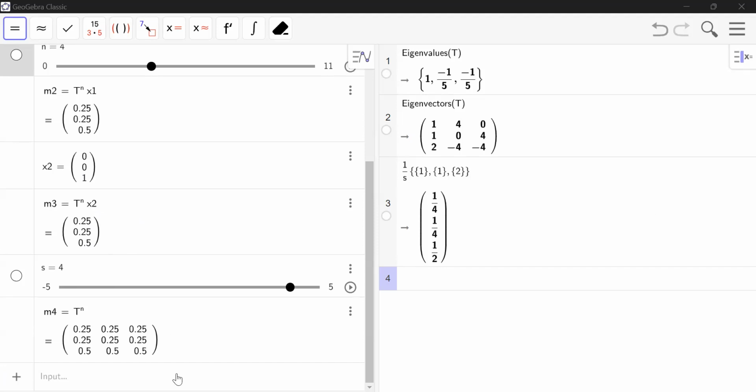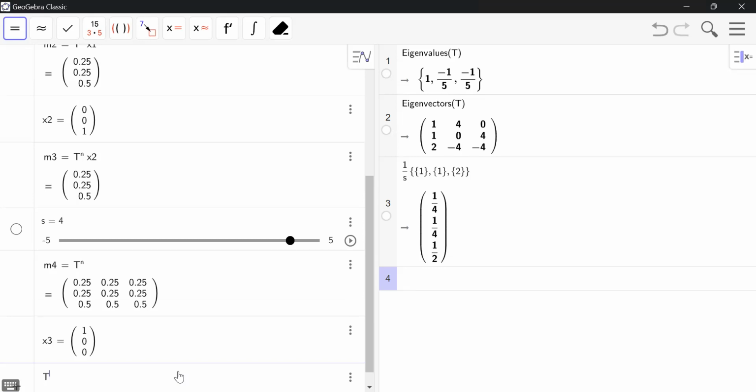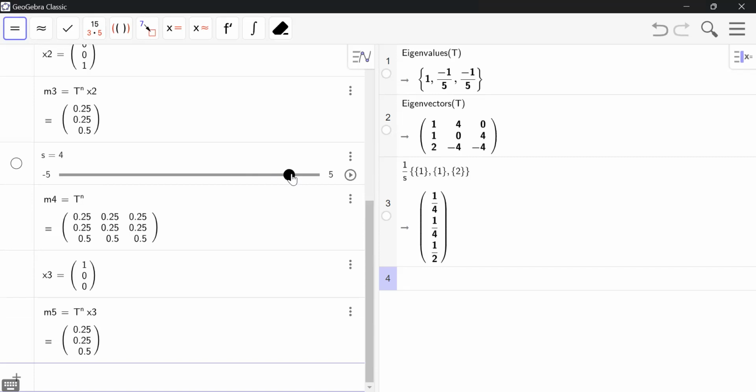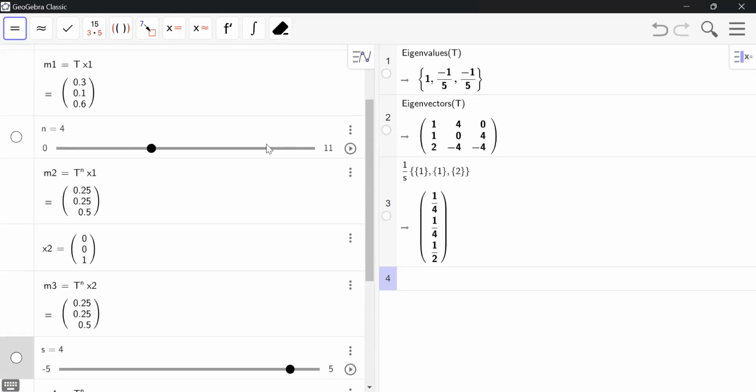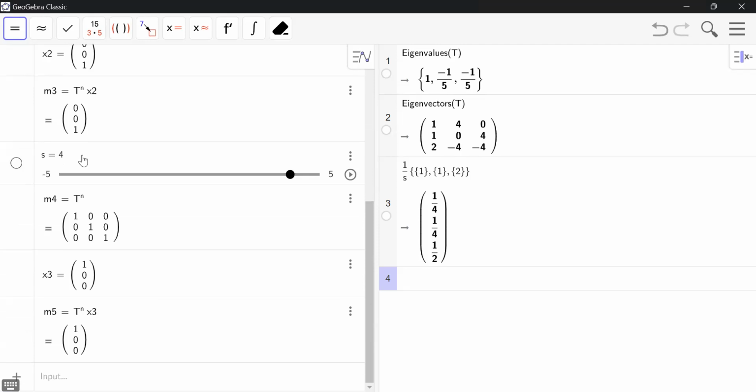So the only thing we haven't looked at is when x3 is chosen. Maybe we should have done those in a different order. What happens if we choose fish for the first meal? I don't know why that seems difficult to input at the moment. Okay, so we do T to the n times x3. Let me move this back to where it should be at 4, and move along.